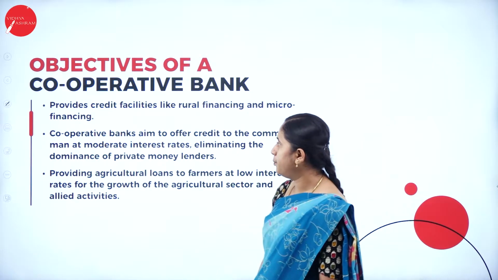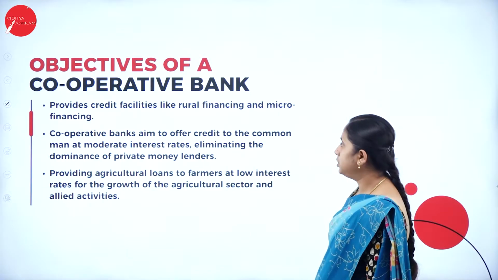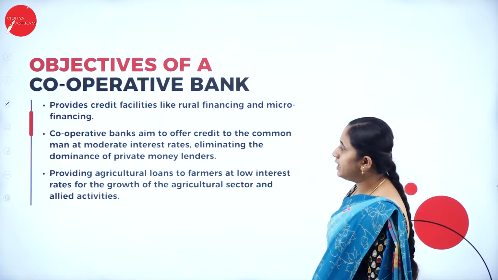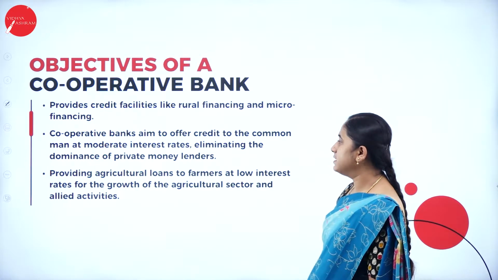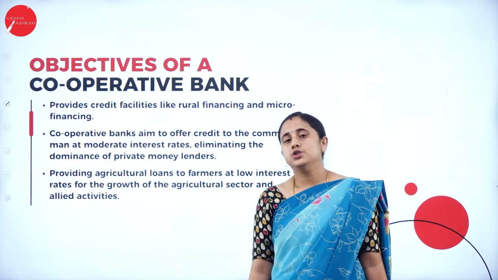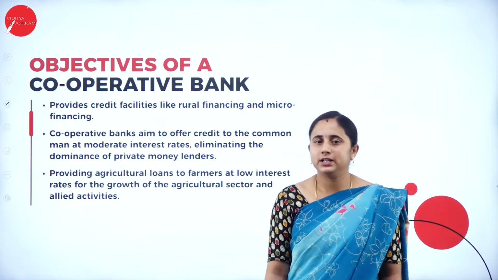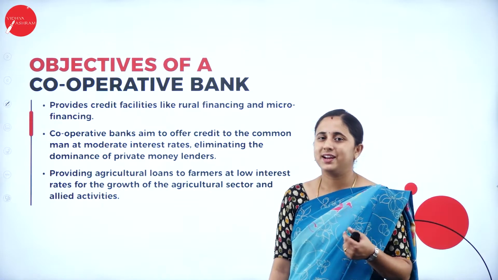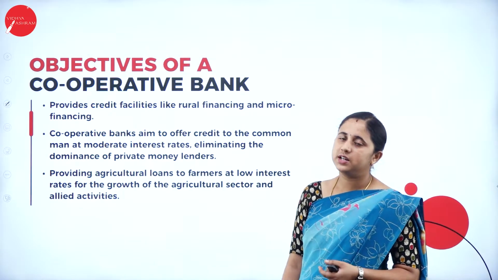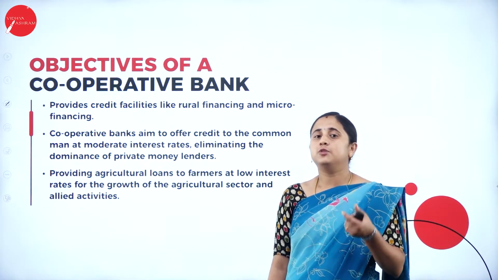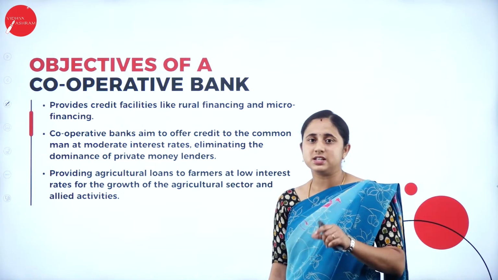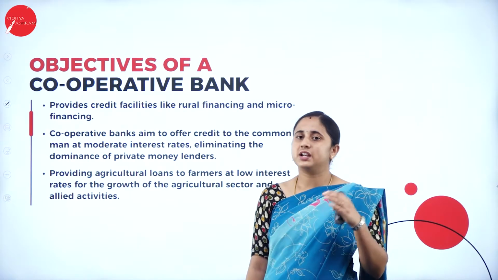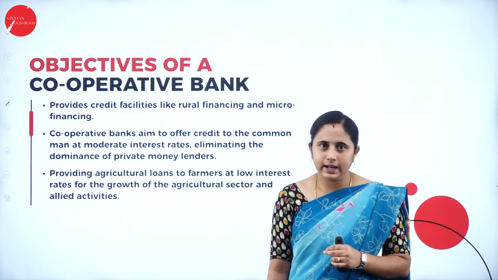Next one, cooperative banks aim to offer credit to the common man at a moderate interest rate, eliminating the dominance of private money lenders. So their objective is to eliminate the private money lender as well as reduce the interest rate. They are going to provide banking and finance facilities at a moderate interest rate compared to commercial banks. The interest rate in the commercial bank is very high.